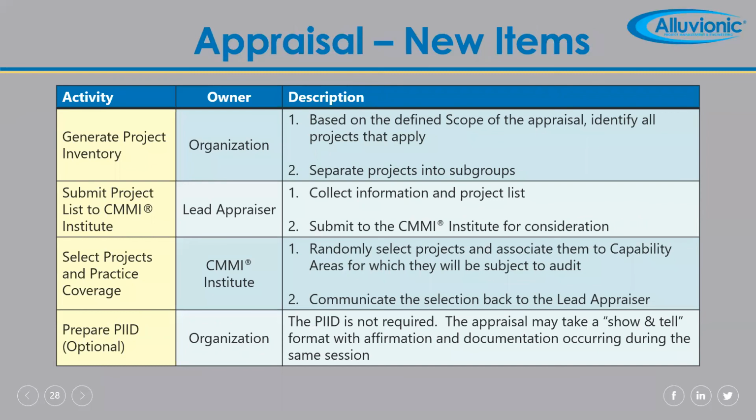We'll go into a little bit more detail on the individual boxes. The first box is the activity of generating a project inventory. The organization, based on the defined scope of the appraisal, will identify all the projects that apply, and they'll separate them into project subgroups. The lead appraiser will collect that project list and formally submit it to the CMMI Institute for consideration. Then the institute will randomly select projects and associate them to capability areas for which they'll be subject to audit. They'll communicate this selection back to the lead appraiser, and the lead appraiser will in turn communicate that back to the organization.